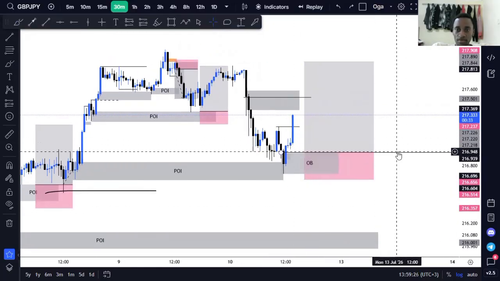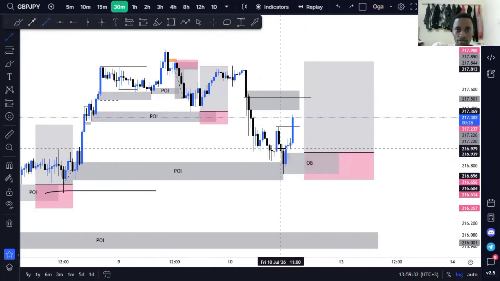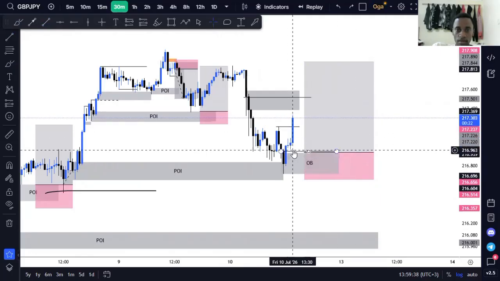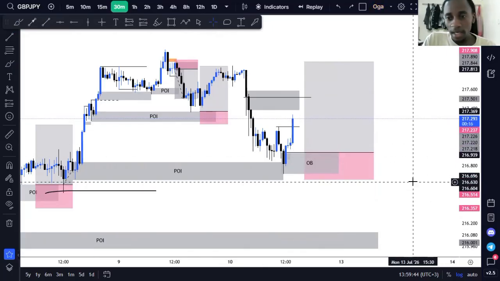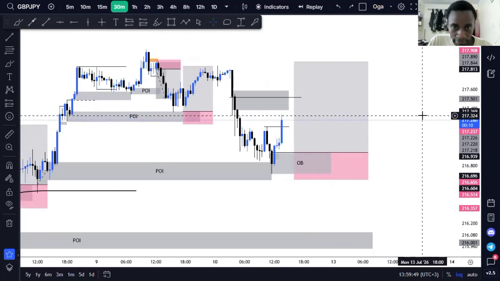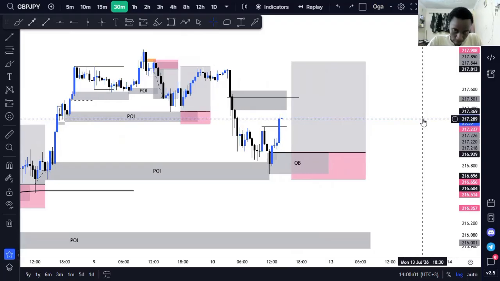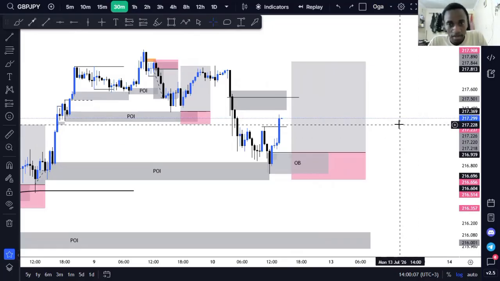So let's just remove this line and draw another one here, a small one. Like that. And then we set an order, a buy limit order. Yeah, so let me set it on my phone. Yeah, already confirmed. So we shall come for the results.